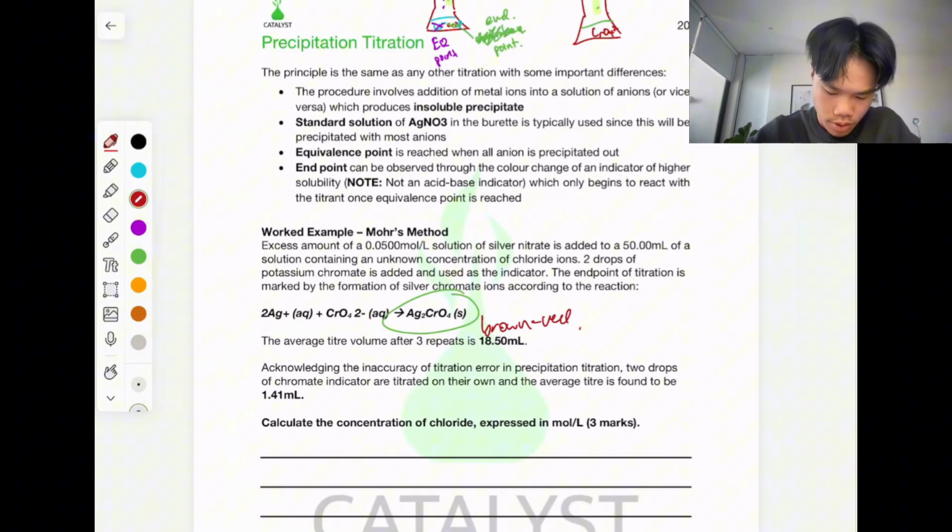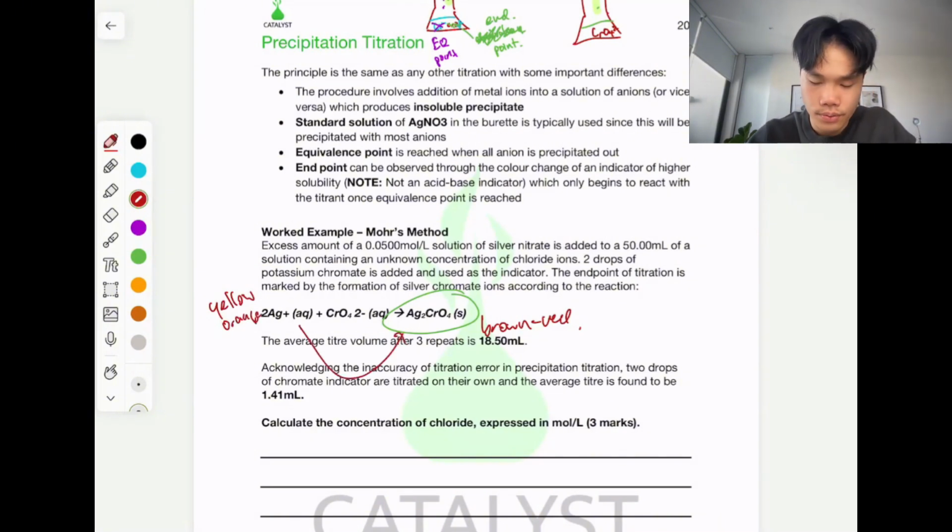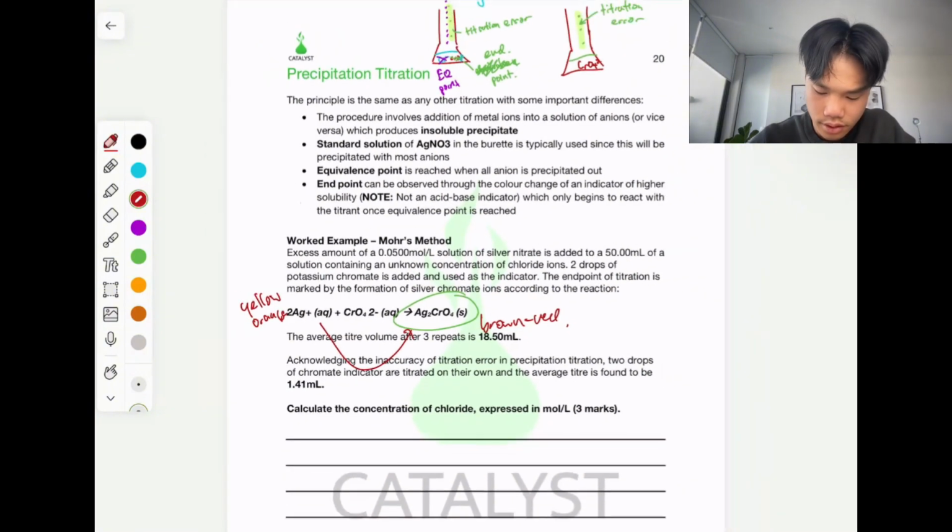Let me just check chromate as well. Chromate itself is not colorless. Chromate itself is yellowy orange. Oh, thank you. So it goes from yellow orange to brown red, which is why it's a bit harder to appreciate the color change. And you do need to account for titration error. Good question.